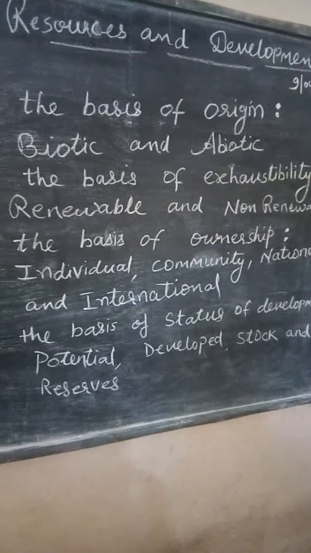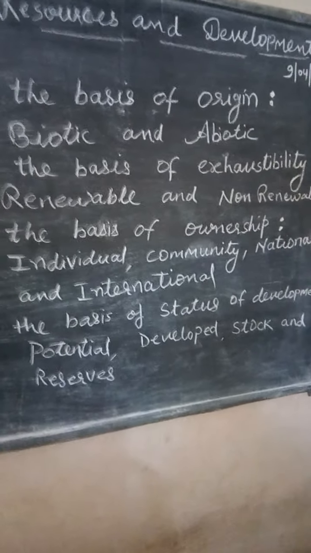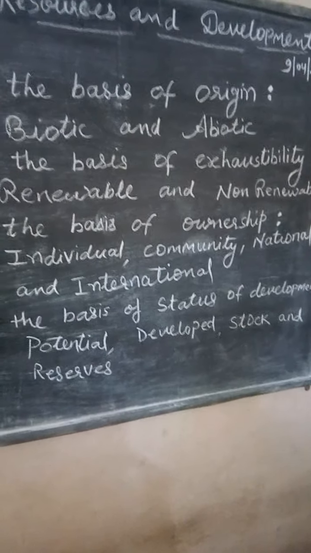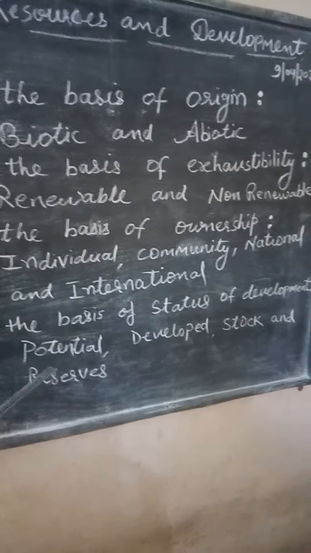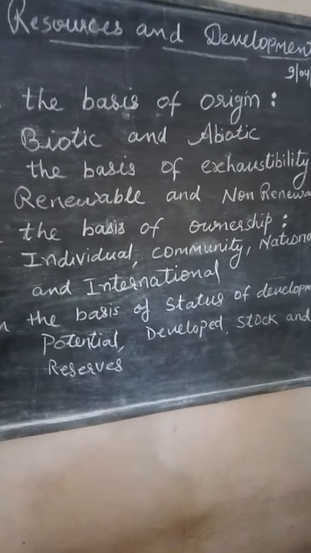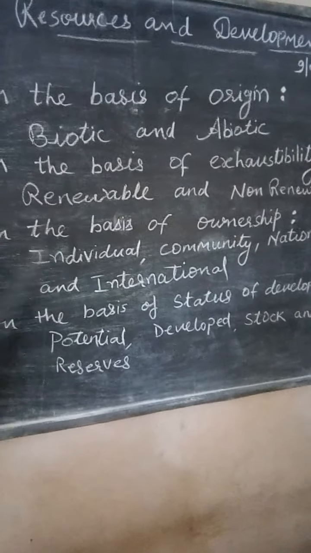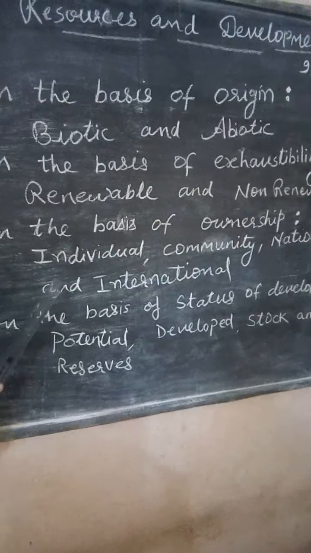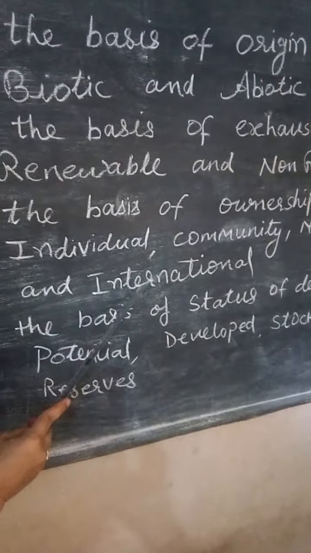Okay, so now our third classification is on the basis of ownership. On the basis of ownership, it means we are the owner of something. So on the basis of ownership, we can classify the resources into four types. First one is individual, second community, third national, and fourth international.